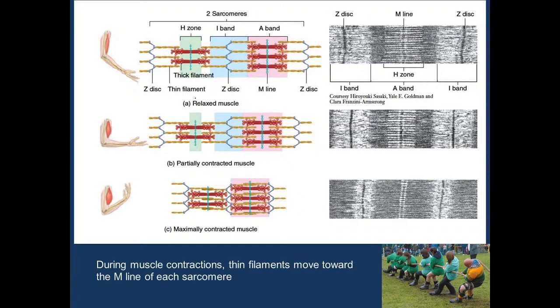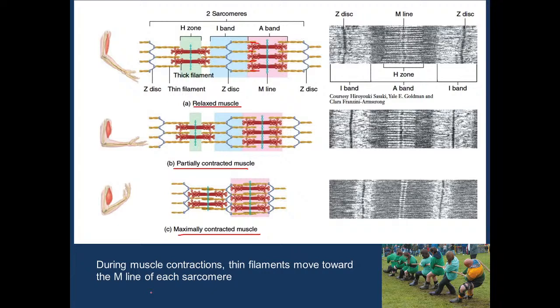Here you see the different states of the muscle, relaxed and contracted. The upper scheme is relaxed muscle, but in the contracted one you see that all of the actin proteins come into contact with myosin proteins, and the muscle looks maximally contracted, but it also has a striped structure.